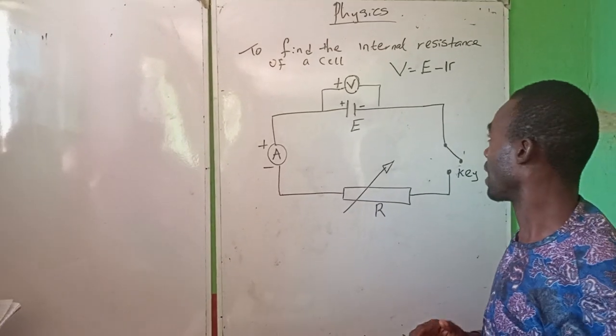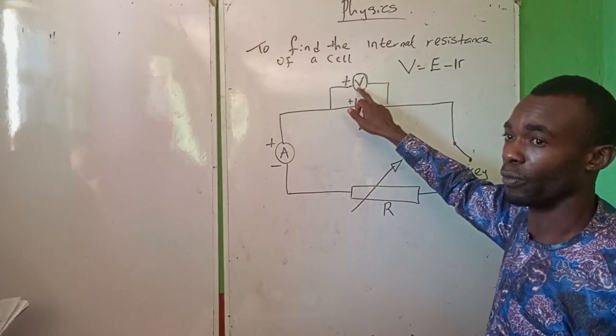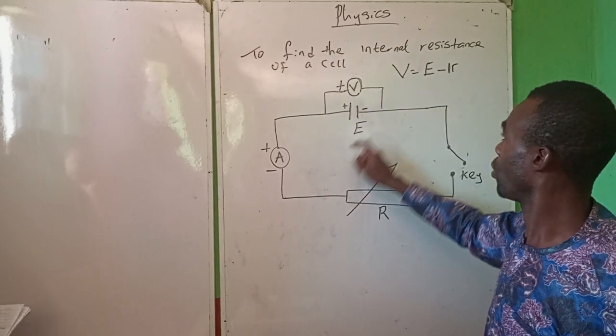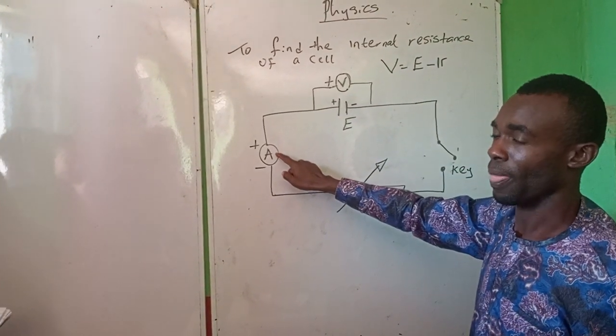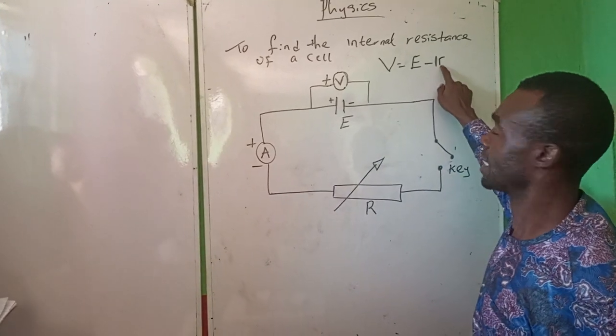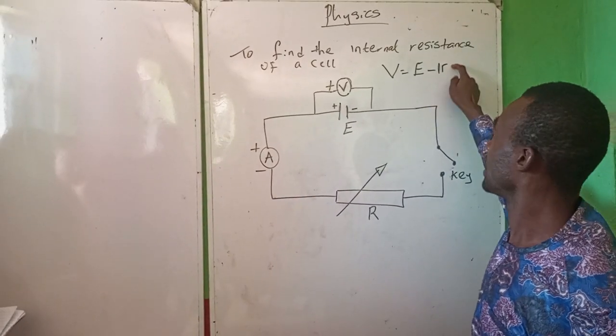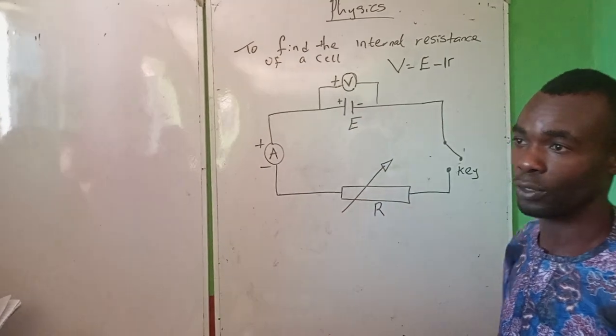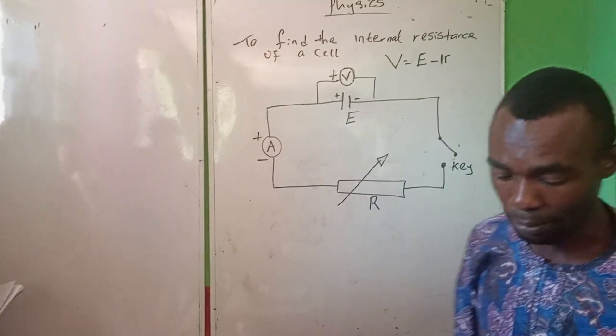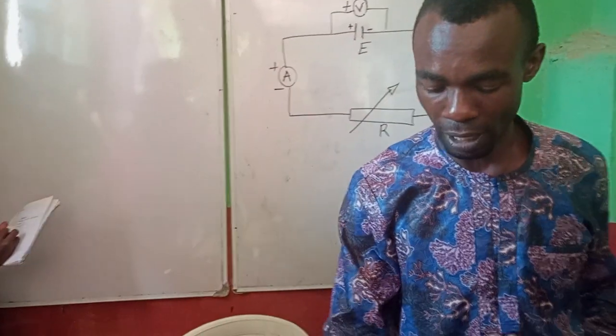Do I make myself clear? Voltage, which is from the voltmeter, will be equal to our cell voltage minus the current that we got here times the internal resistance. And this is called the lost voltage. Do I make myself clear? Yes. Now we are going to start the connection.